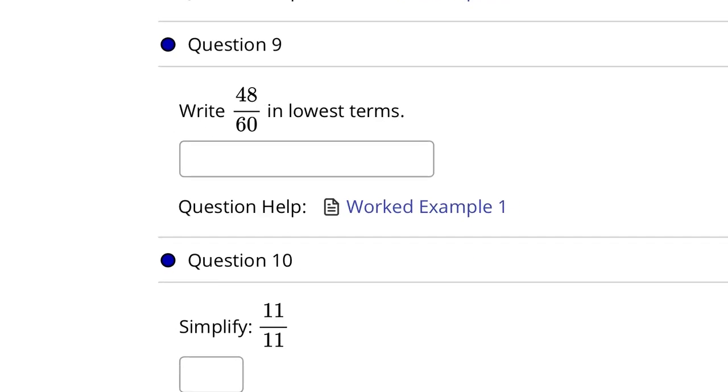So read the directions carefully. Right, 48 over 16, lowest terms. That means reduce till you can't reduce anymore.